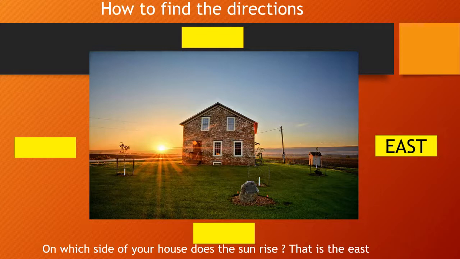A large frame is given here on the screen. Your house is at the center of the frame. The frame has a yellow strip on each of its four sides, as you see on the screen, for writing the directions. Now tell me, on which side of your house does the sun rise? Correct. That side is the east.